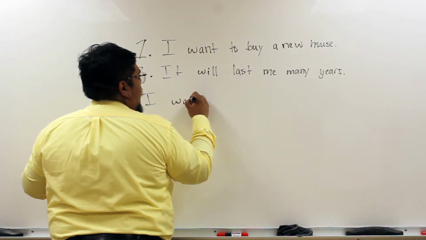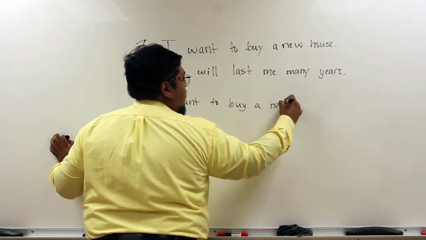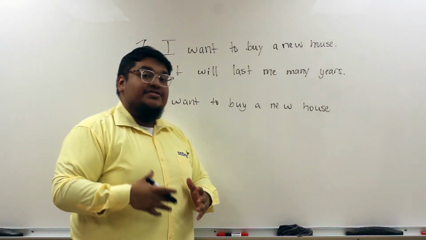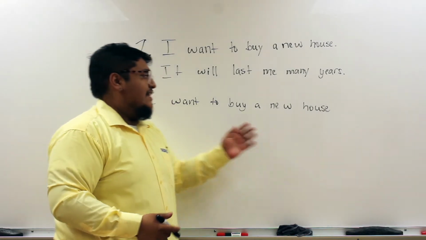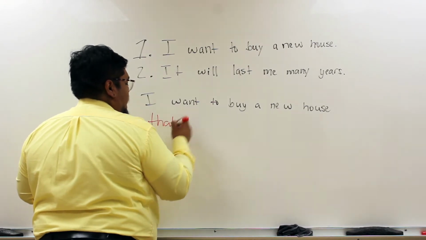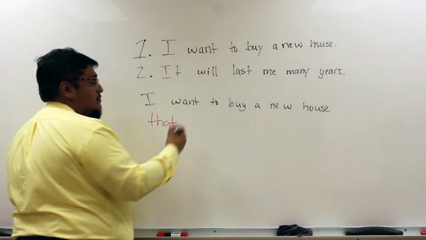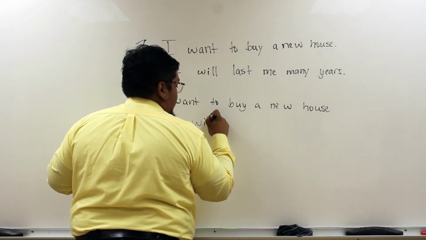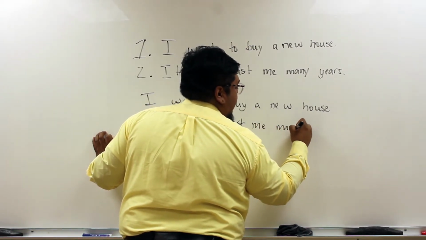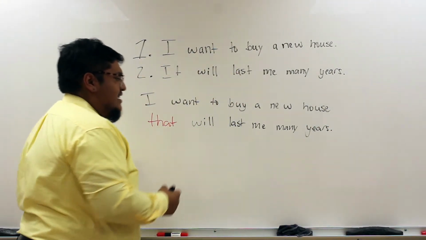I want to buy a new house. Now, a house, is it a person or is it a thing? It's a thing. So we're going to use the word that, right? Okay. So I want to buy a new house that, remember, let's ignore the word it, let's just say will last me many years. Perfect.